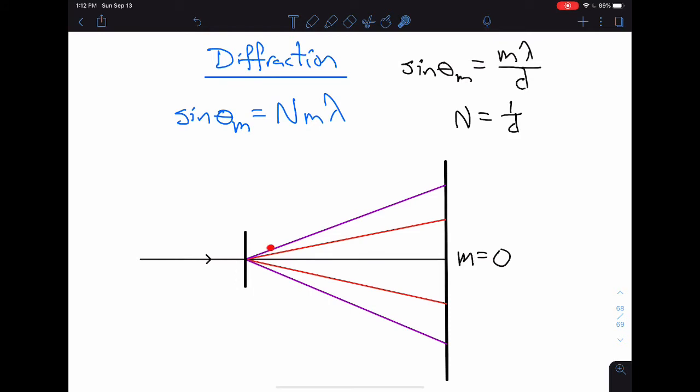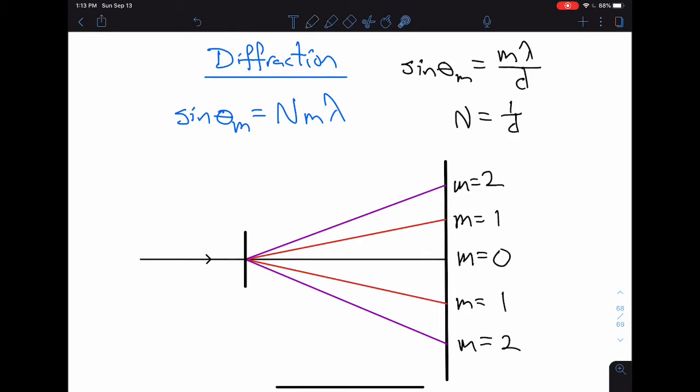And the light that is right here on this red line, whether the top one or the bottom one, that is the first order. That is m equals 1. And it's the first order because it's the first line next to the 0th order. So that's why it's the first order. Then the purple lines, they represent the second order. And there can be third and fourth and fifth orders. I'm only drawing up to second order.